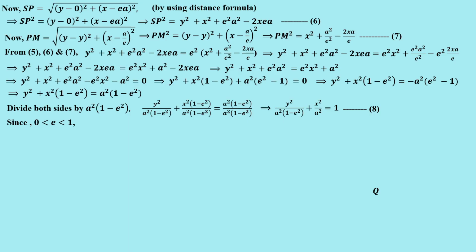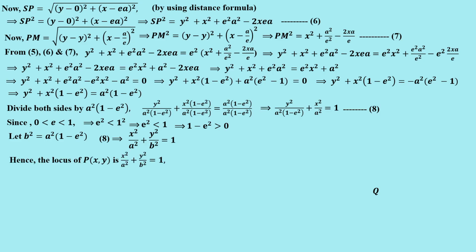Since 0 less than e less than 1, e square is less than 1, right? E square less than 1, 1 minus e square is greater than 0, right? So a square into 1 minus e square is greater than 0. Let it be b square, right? So 8 implies x square by a square plus y square by b square equal to 1, which is the locus of the point P(x, y), which is the standard equation of the ellipse, right?